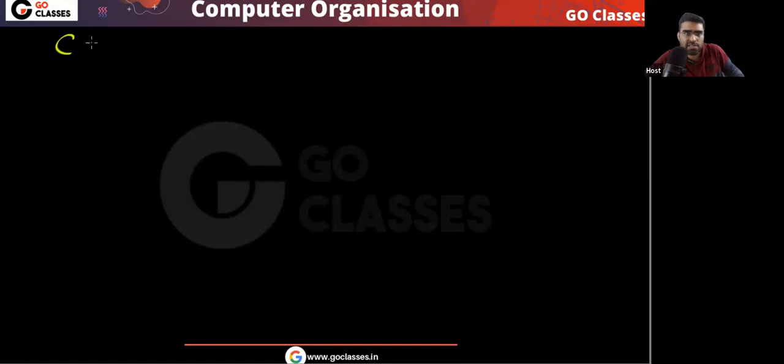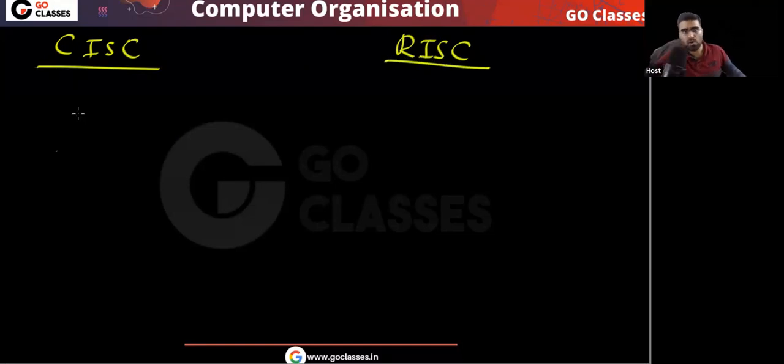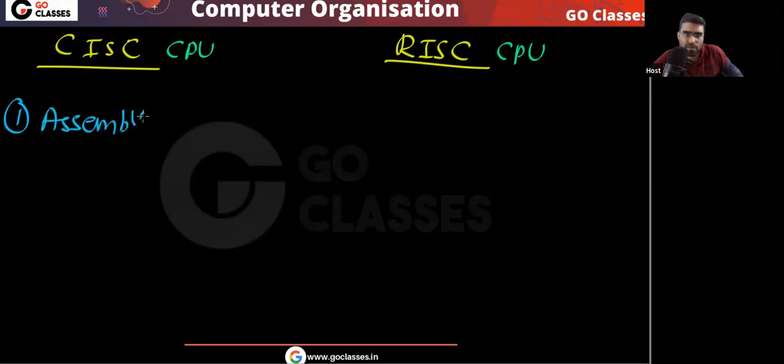Now you tell me, in the CISC and in the RISC, on which system does the compiler have to do less work? Let's assume there is a CISC computer and there is a RISC computer. On which will the compiler do less work? Please tell me. Here you can see the assembly language programmer's life is very easy.